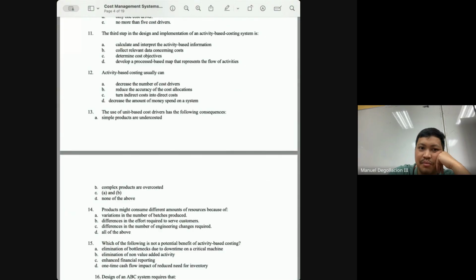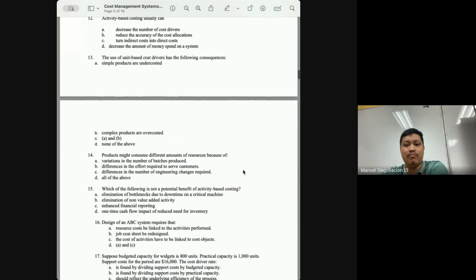Number 12, activity-based costing usually can decrease the number of cost drivers. No. In fact, there will be a lot of cost drivers to allocate our several cost pools in activity-based costing. Reduce the accuracy of cost allocations. Letter C, turn indirect costs into direct costs. Letter D, decrease the amount of money spent on a system. The answer here would be letter C.